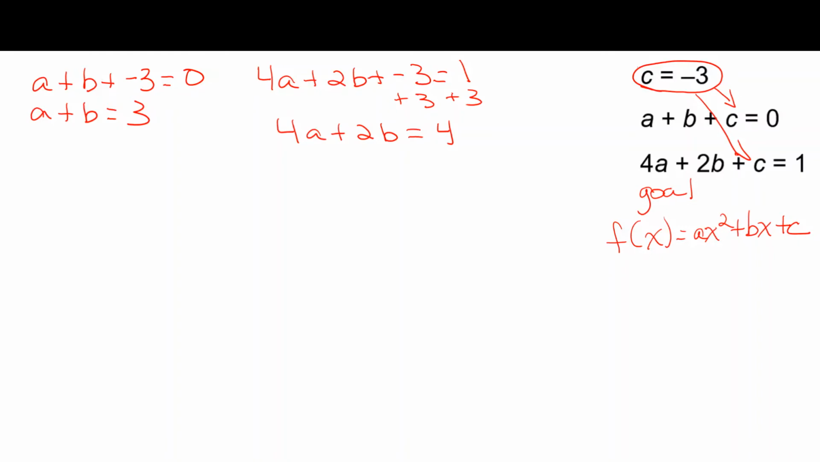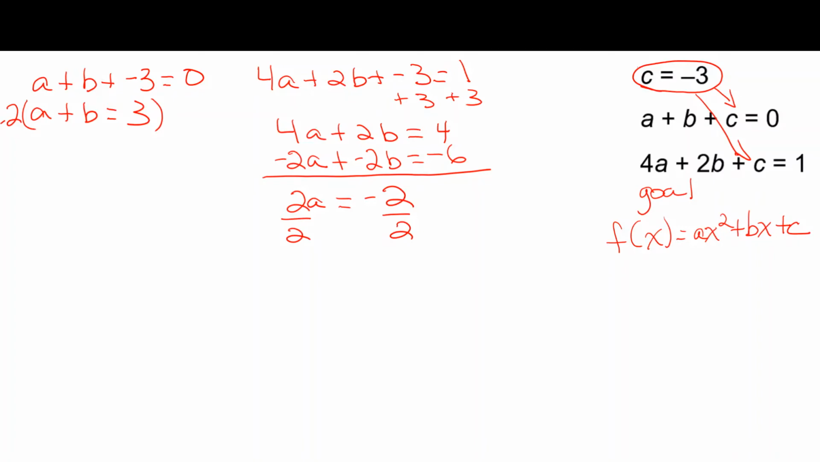All right, so now I have two equations with two variables in them, a plus b equals 3, and 4a plus 2b equals 4. So how about if I multiply the first equation by negative 2? So negative 2 times a is negative 2a plus negative 2b equals negative 6. When we add that together, 4 minus 2 is 2a, 2 minus 2 is 0, and this is going to equal negative 2. Divide both sides by 2, and we end up with a equals negative 1.